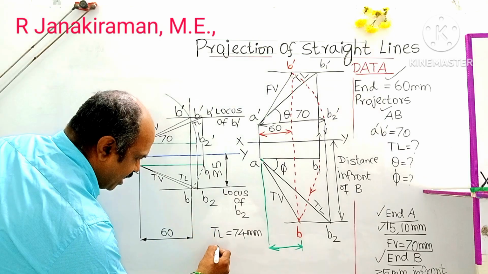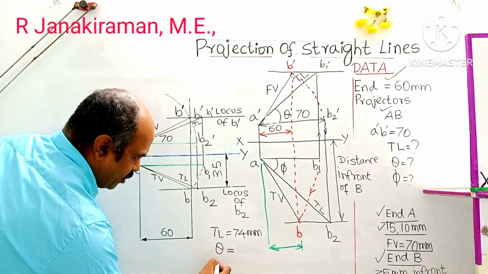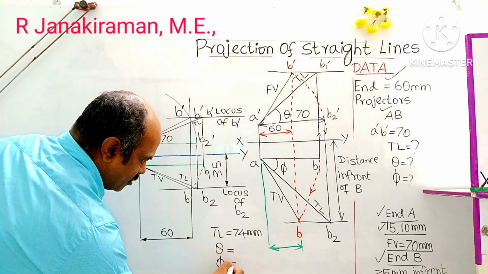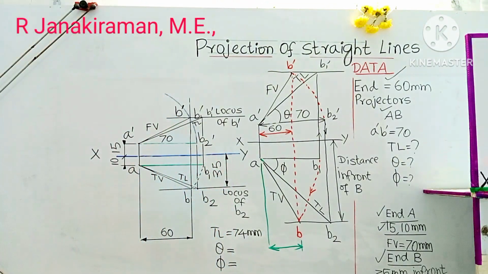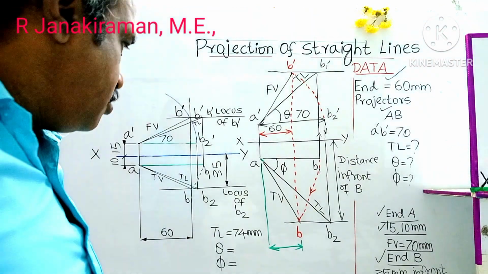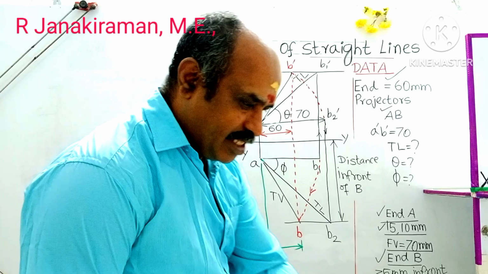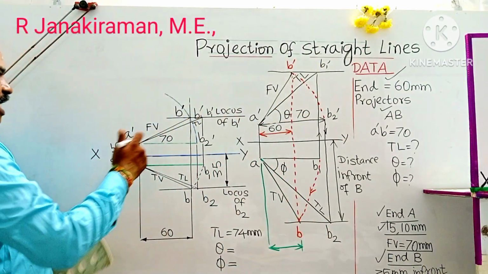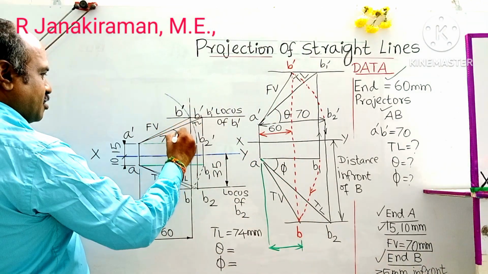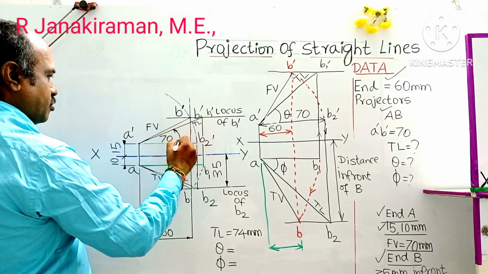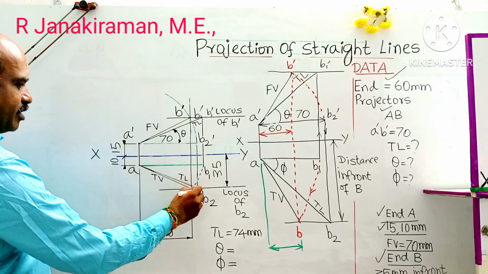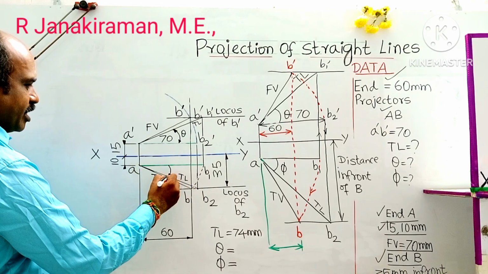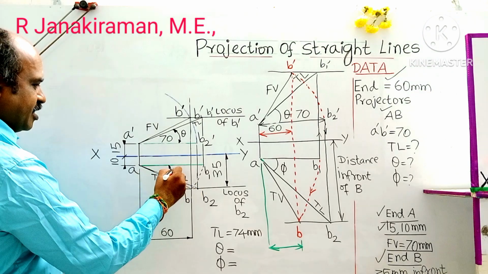And then the true inclination with HP is theta. The true inclination with VP has the notation phi. We are going to find these from the diagram. So take your protractor and measure the corresponding angles. Theta is the true inclination with HP, at angle A dash B1 dash. And for A dash B2 dash, the notation is the true inclination with VP, phi.